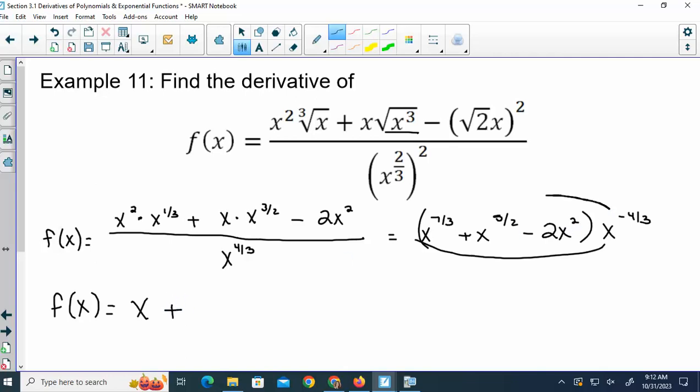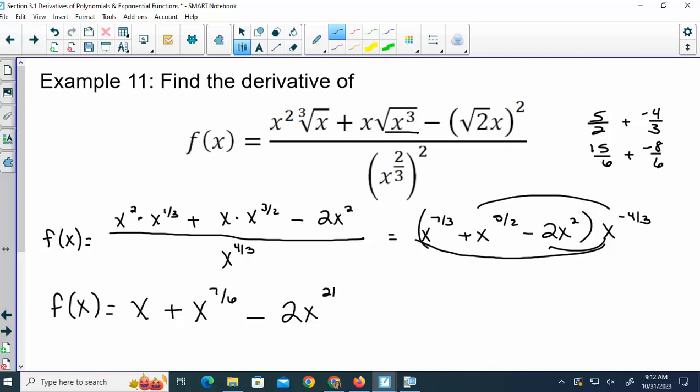Right, this one, x, so we have 5 halves plus negative 4 thirds. We get a common denominator of 6. This is like 15 over 6 and negative 8 over 6. It'd be x to the 7 over 6 minus 2x squared would be 6 over 3 minus 4 over 3, which is 2 over 3.